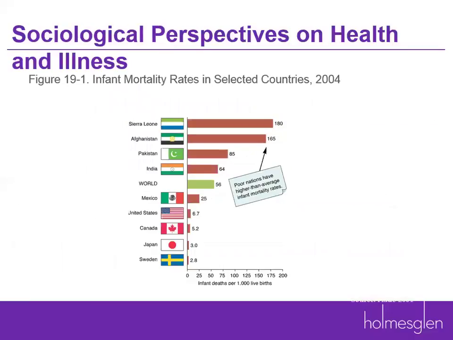So, here are some examples of the impact of poverty and economic hardship on infant mortality. In 2004, Sweden, 2.8 deaths per 1,000 live births. Sierra Leone, 180. That's not equitable. If everything else was equal, you would look at that and think something's seriously wrong here. Trouble is, we know everything else is not equal.